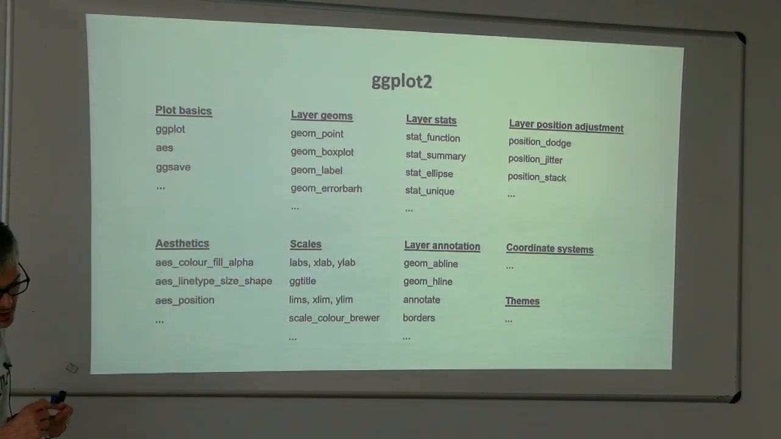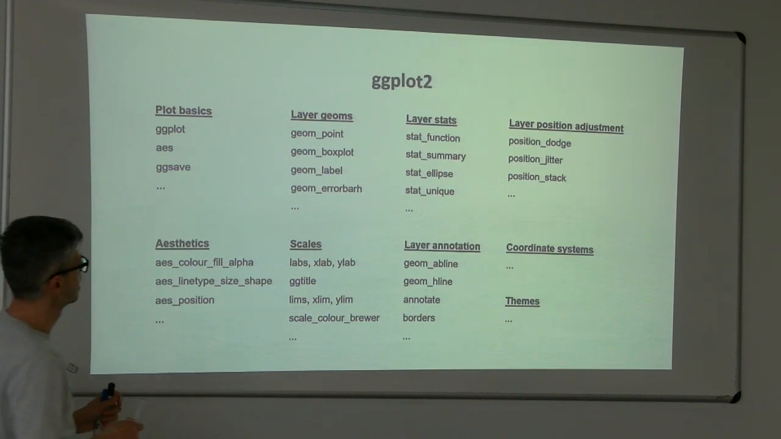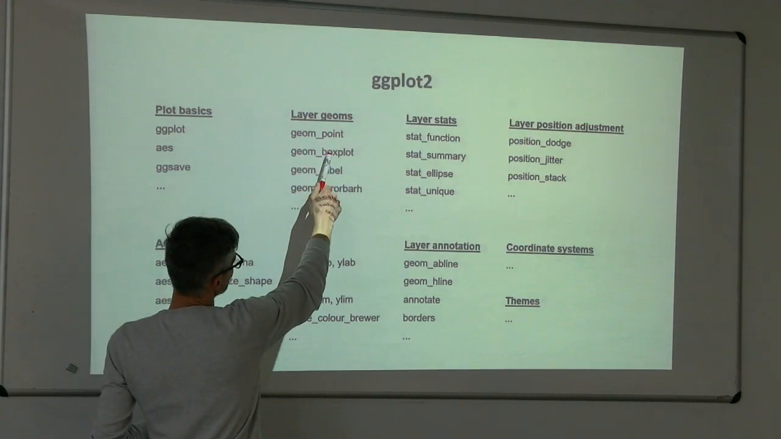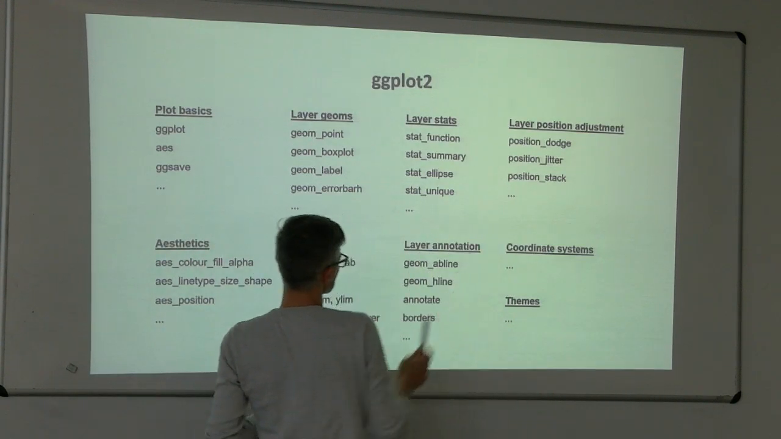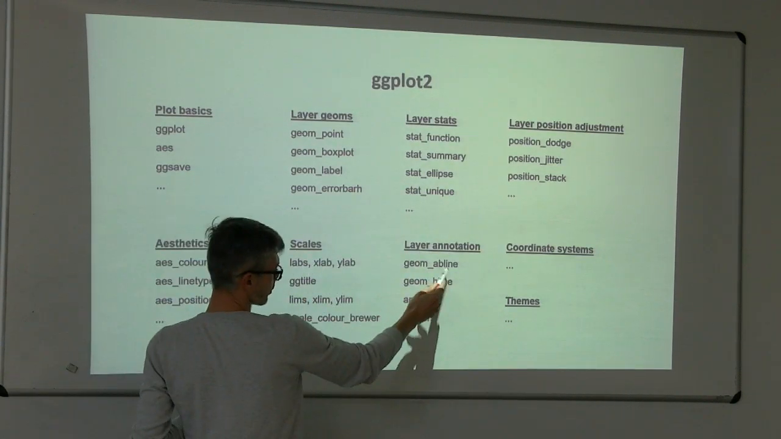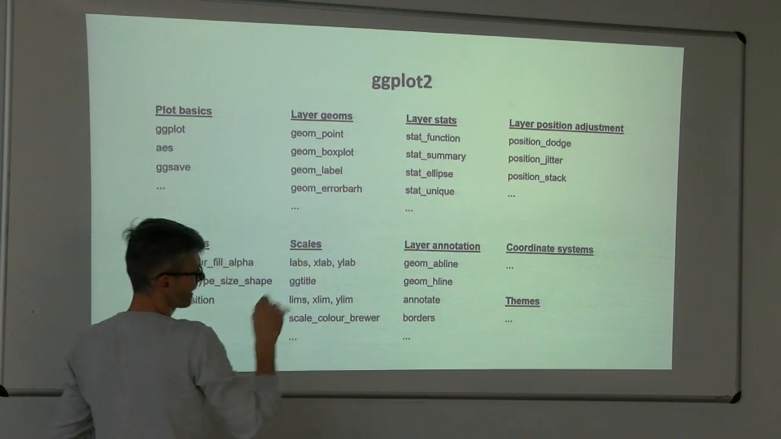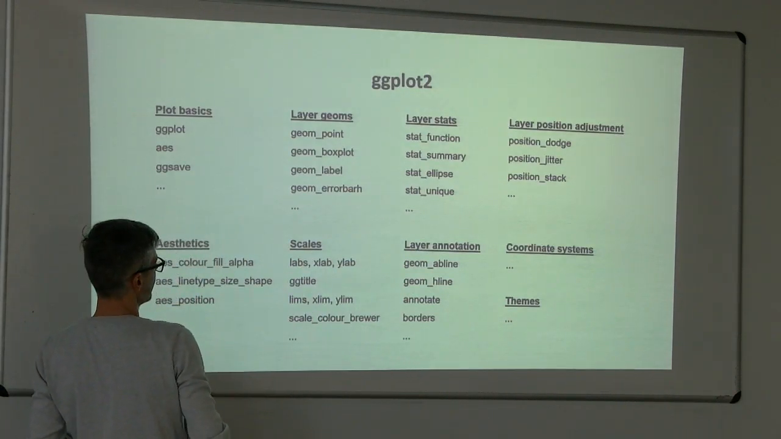Then you will just have to either look online or have a look in the help to find out more about it. There are quite a lot of options. So this is just a small summary of what you can use: points, box plots, labels, for example. You can change the positions of things. You can also add lines, if you want to add reference lines.